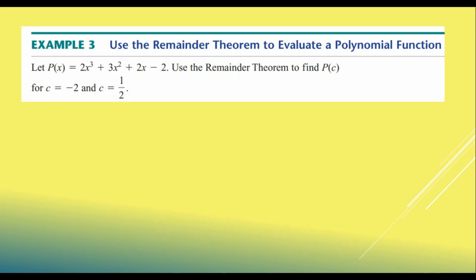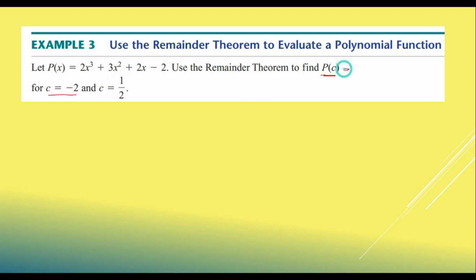And now another example. Example 3 says, use the remainder theorem to evaluate a polynomial function. So you have a polynomial function p, and use the remainder theorem to find p of c. The c values are given here. Instead of substitution, synthetic division will be easier to find p of c. Let us see what the remainder is. If the remainder is 0, then this value is a 0 of the polynomial, otherwise not.